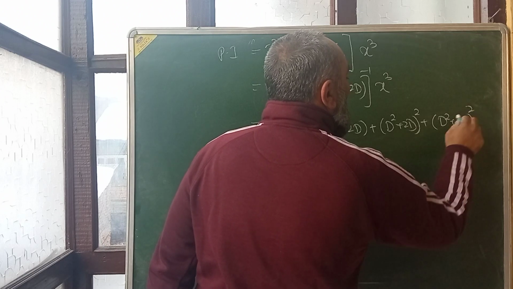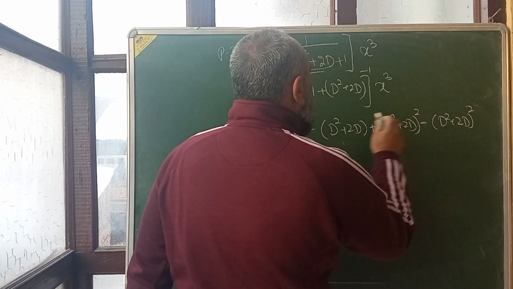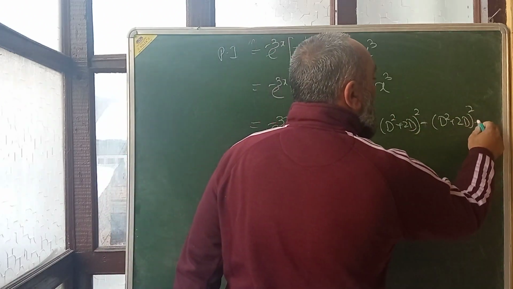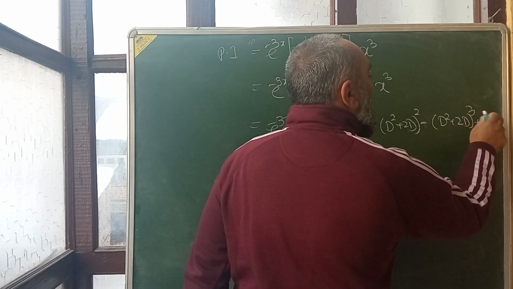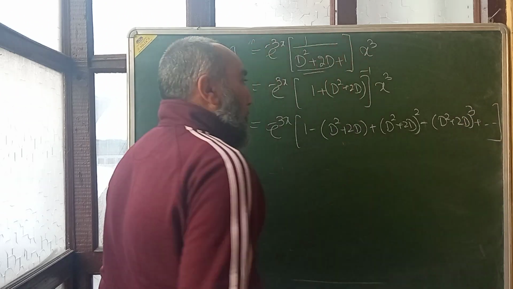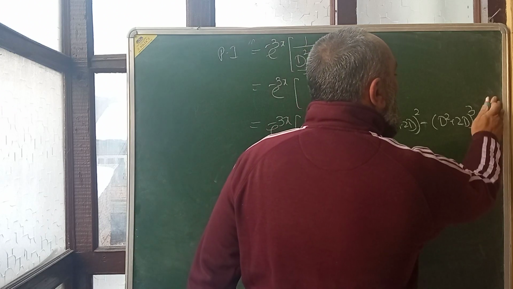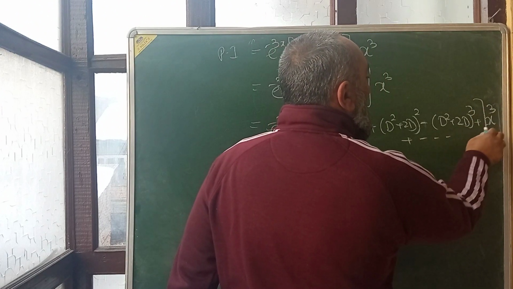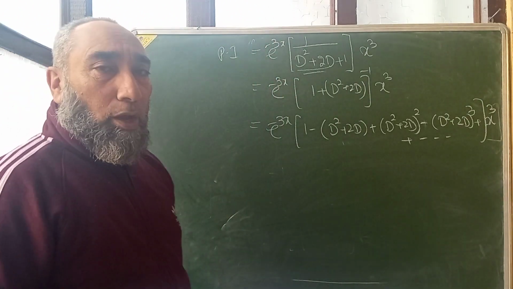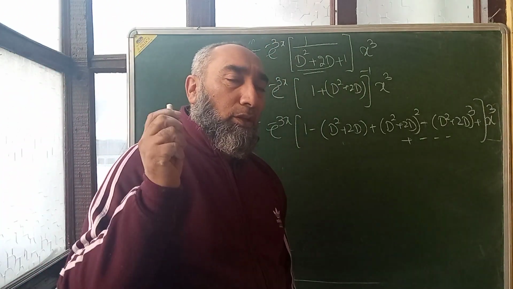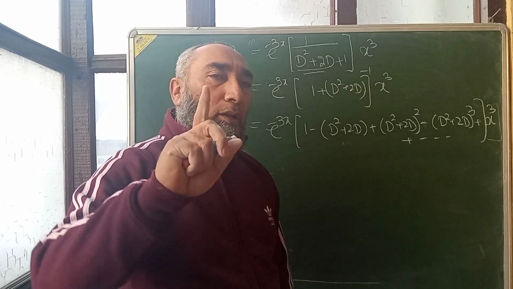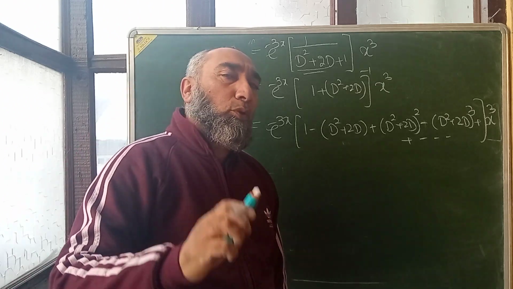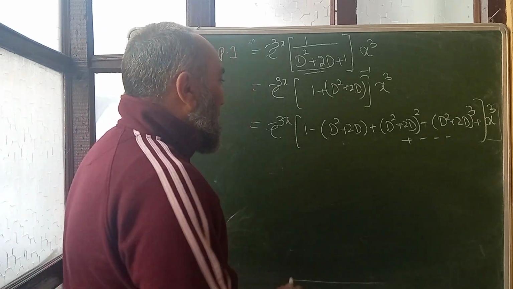Not plus minus, plus minus plus minus plus cube and so on. You see, and operate it on what? x cube. This is plus so on and operate on x cube. You will differentiate x cube only thrice. So you have to go up to d cube only.